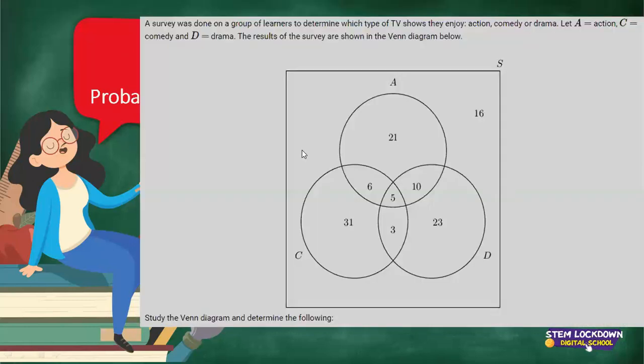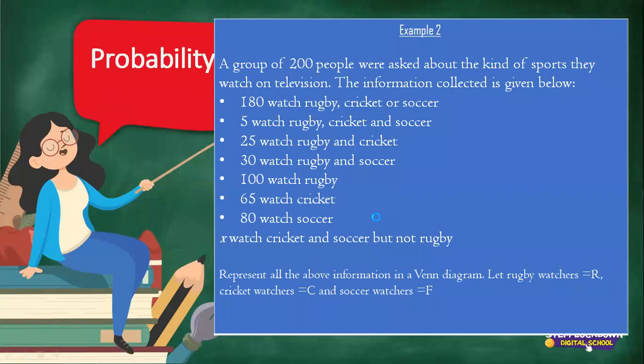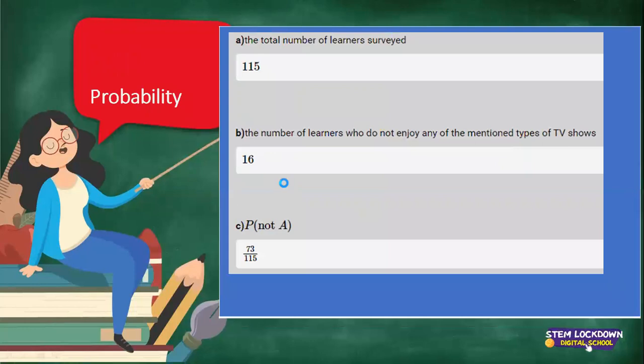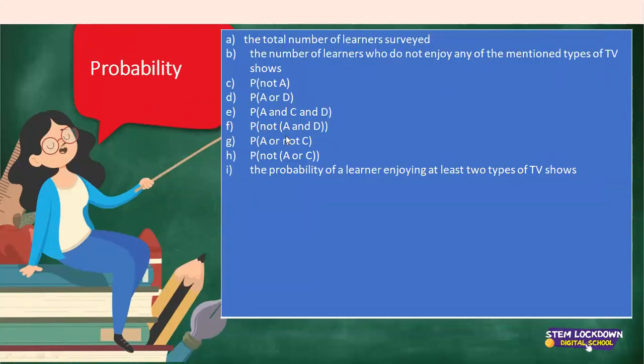By our Venn diagram, A and D is 10, but you must also realize that this 5 is also A and D. As much as 10 is found in A and D, 5 is also found in A and D. So when you talk about A and D, you're talking about 5 and 10, which is 15. Okay, so we'll say 1 minus 15 over 115, and that will give us 100 over 115. That's number F.